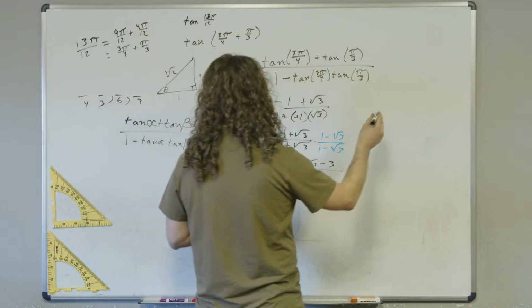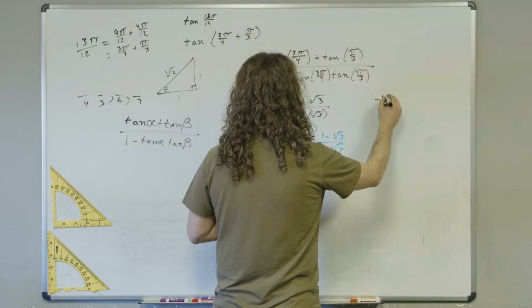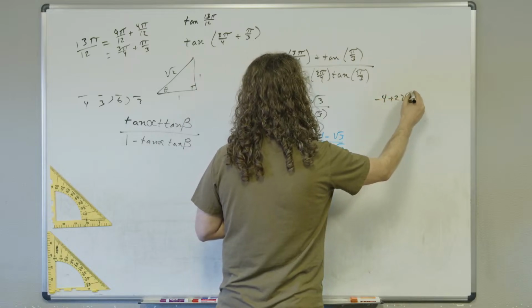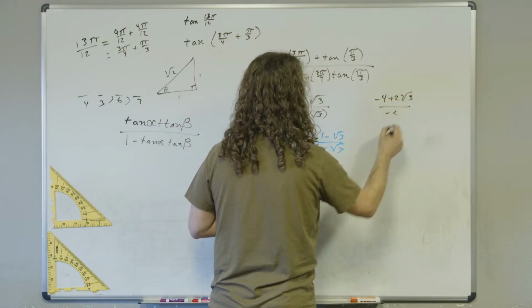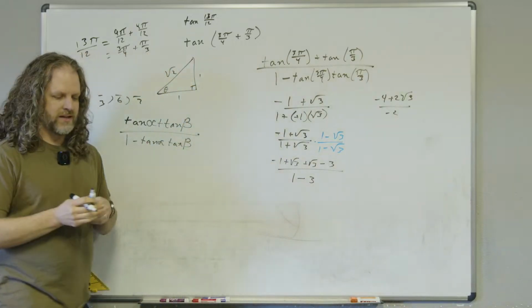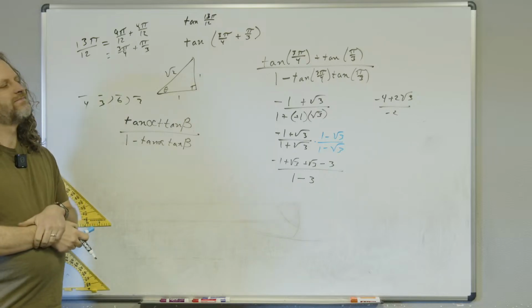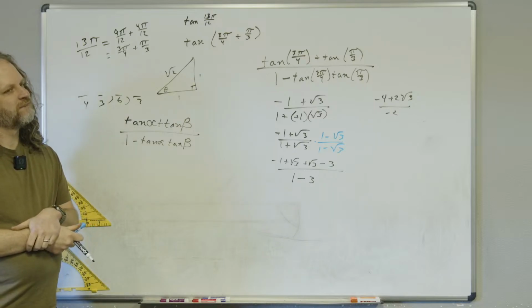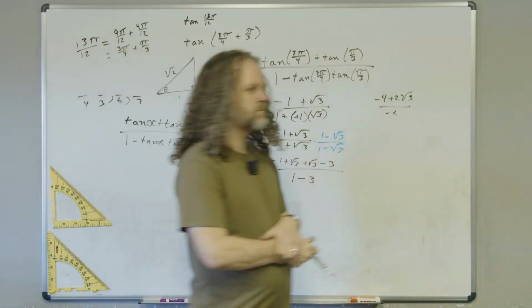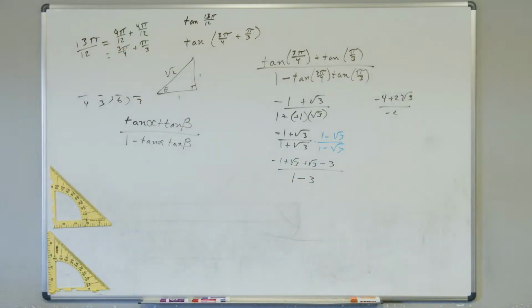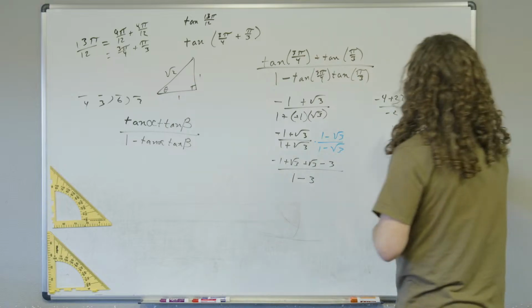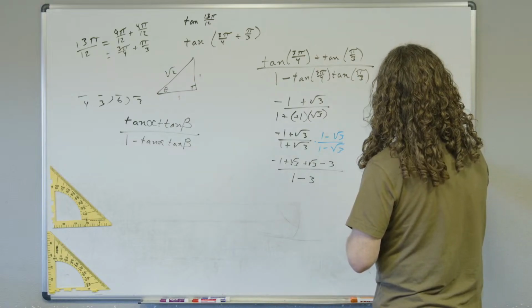So in the numerator, we have -4 plus 2 times the square root of 3 all over -2. We got to do one more thing right now. What do we got to do? We can reduce, right? And turn it into 2 minus the square root of 3.